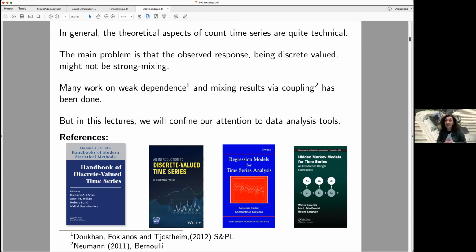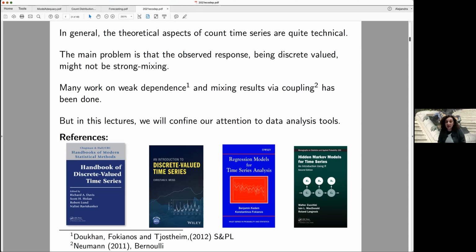In general, theoretical aspects of count time series modeling are very technical, essentially because since the observations are discrete valued, there might be problems with the mixing conditions. Much work has been done, most of it by Paul Doukhan himself. So I'm not here to talk about that. He'd better do it. I'm trying to focus the attention on data analysis tools.